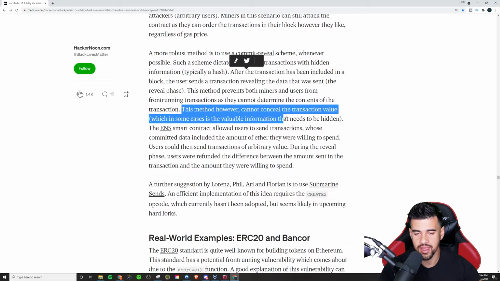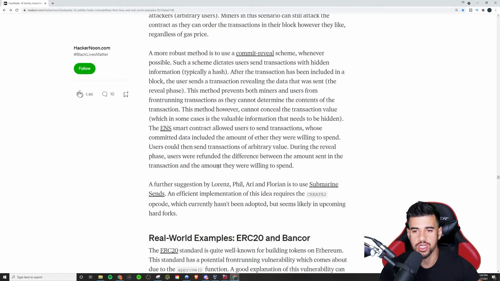Another thing to note, though, is the method will not conceal the transaction value, which in some cases could be valuable information, just depending on what the contract is.